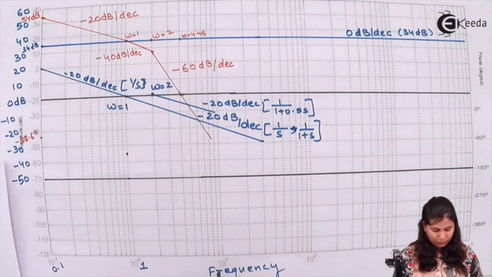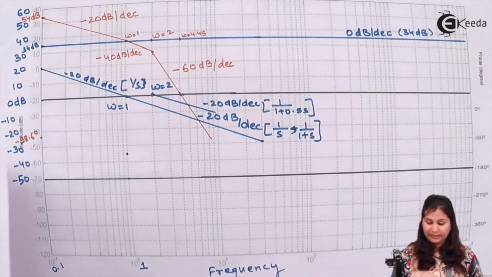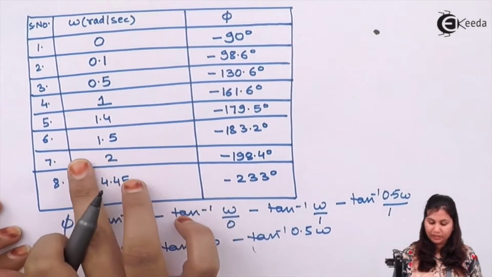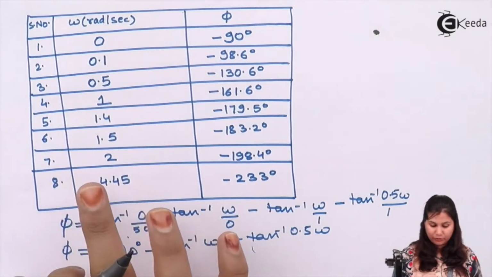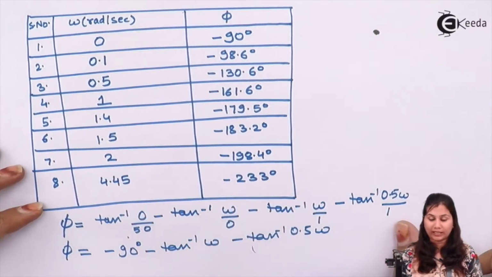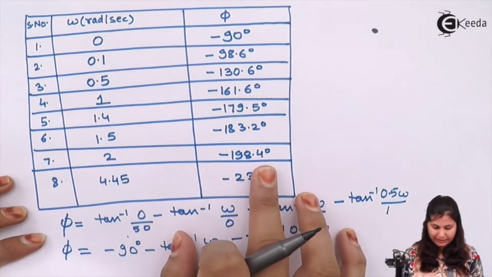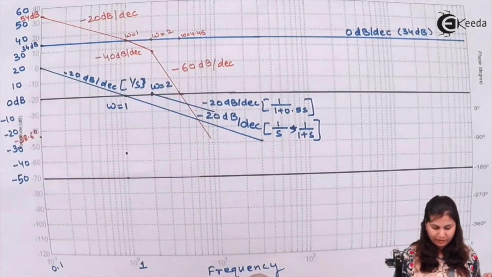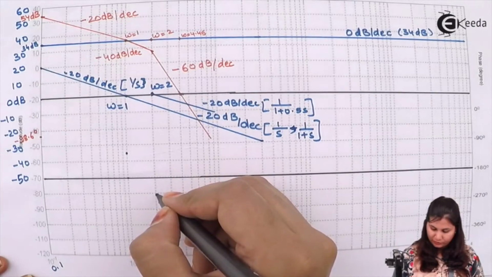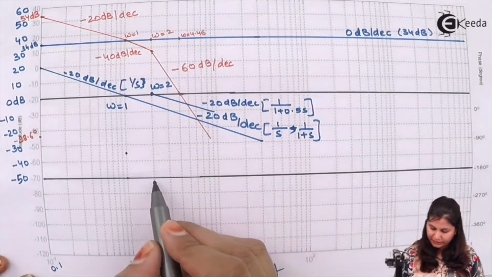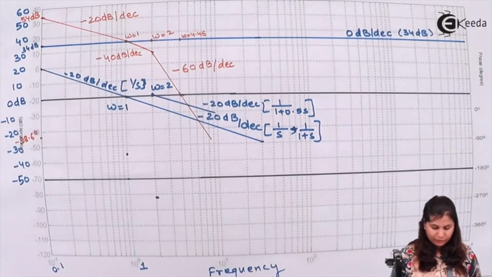Now at omega equals to 1.4, the phase angle is minus 179.5 degrees. At omega equals to 1.5, the phase angle is minus 183.2 degrees. At omega equals to 2, the phase angle is minus 198.4 degrees. So draw this angle minus 198.4 degrees at omega equals to 2. Omega equals to 2 is here. So minus 198 will be, it is minus 180, so it will be here. Draw these lines.